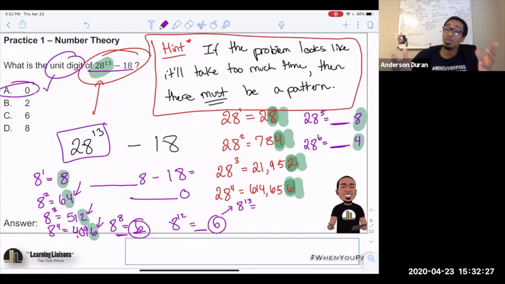A lot of us are going to be really concerned with writing this number out all the way through. And ladies and gentlemen, that's not the point of this. The point was simply to capture the unit digit.